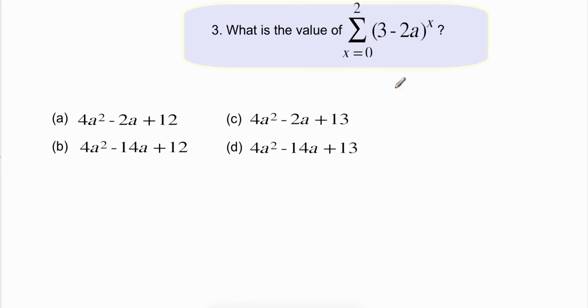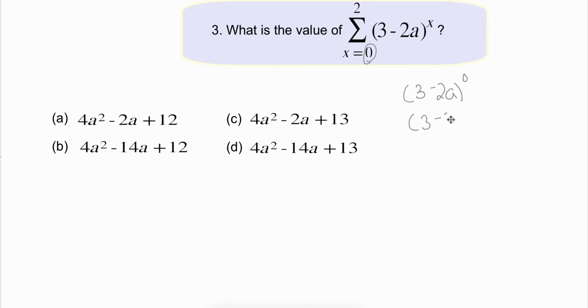This is the one I screwed up. I made a typo on it, so this is what it should look like. And just to show you, this is the type of question they're going to put on the Regents, because you can't put this into your calculator to do it. So first we're going to start by putting 0 in for x. So that's 3 minus 2a to the 0 power.